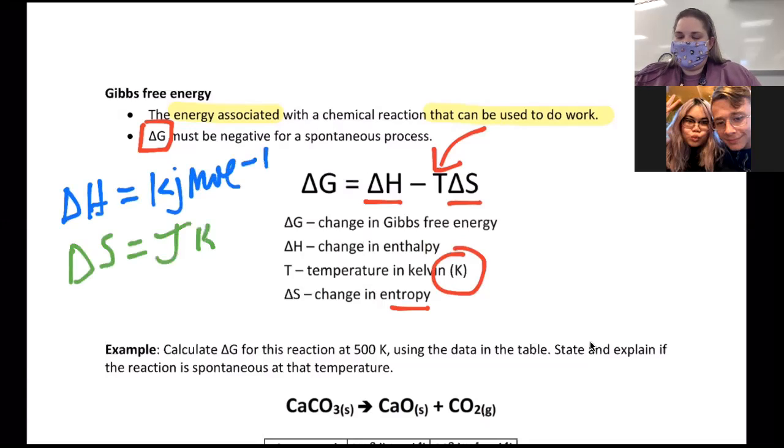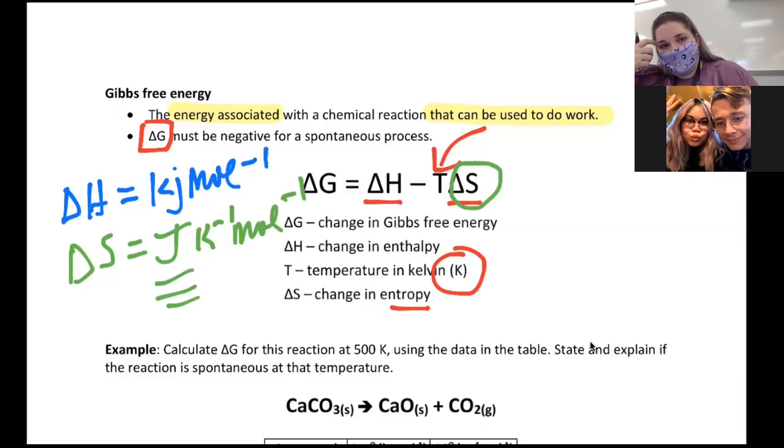And so all the time, when you're using this equation, for the delta S value, you're going to have to convert your joules to kilojoules. That means you're going to have to divide it by 1,000 before you can put it into this equation. And we'll see that on the example that we'll look at here in a second.